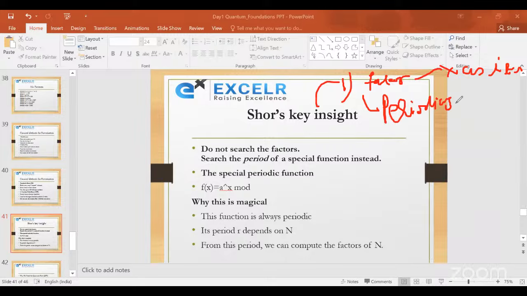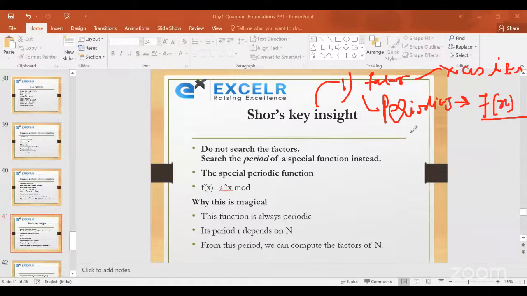Periodicity problem. The periodicity problem is to choose a function which has some period. Some period means it is repeating after some inputting of x values. So naturally we are choosing a function f(x).